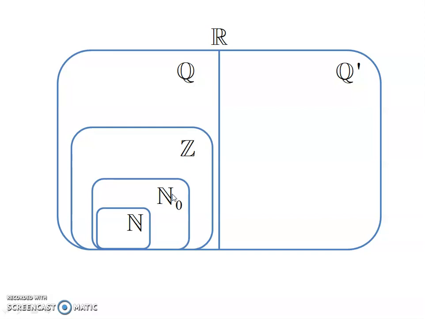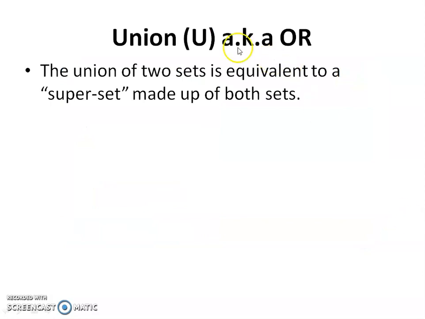Okay, so next, the new symbols that you guys should know. This is one. It is a U, a regular capital U, and it means union. It's also known as the term OR, and I'll explain why in just a minute. So the union of two sets is the equivalent of a quote-unquote superset made up of both sets. It's two different sets combined together in one.